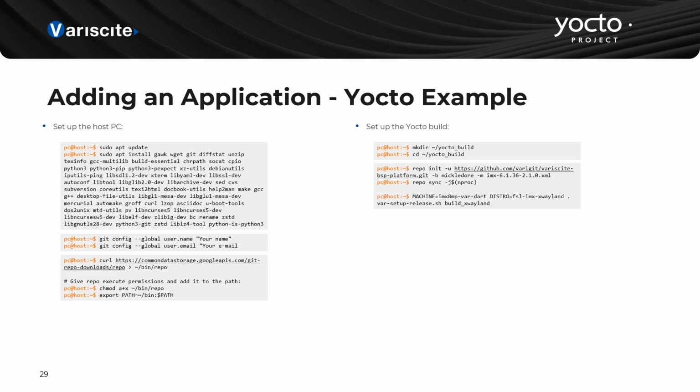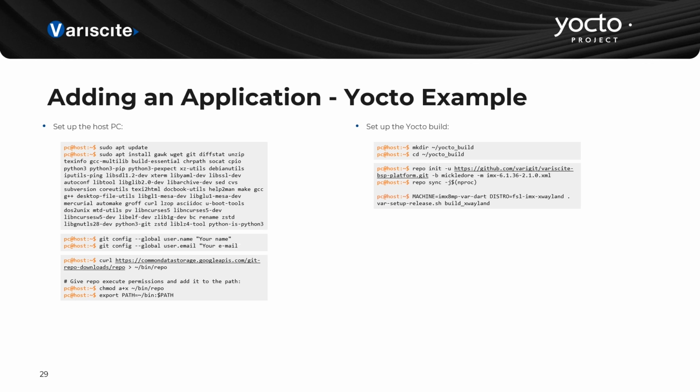So starting by Yocto, first you need to set up your host computer to use Yocto. Don't worry about memorizing all of those steps. In the coming days, we are going to make this presentation available, and all of those steps are also available at Variscite's wiki. So here we show how you install the required packages, and we are taking into consideration that the host PC is Ubuntu 22.04. That's where all of those steps are going to work properly.